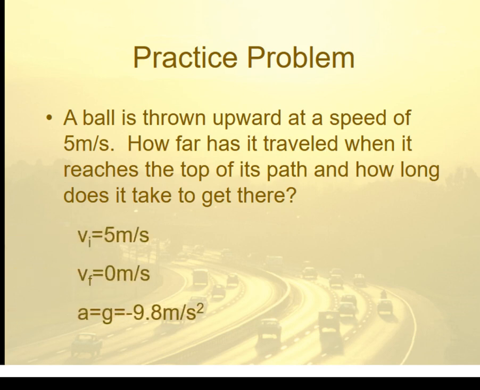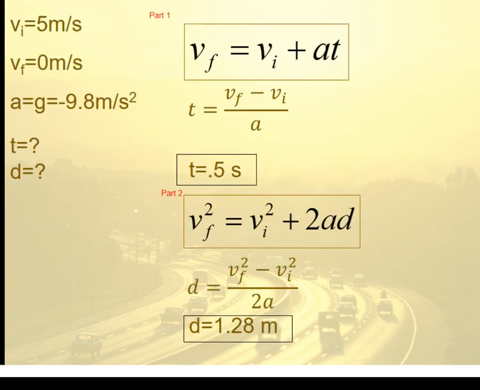Okay, well, VI is 5 meters per second, VF is 0 meters per second. A, or we could write G, negative 9.8 meters per second squared. We're looking for D, we're looking for T. So for part 1, I would use this equation, solve it for T, and I ended up with 0.5 seconds. For part 2, I would use this equation, solve it for D, and I get 1.28 meters.